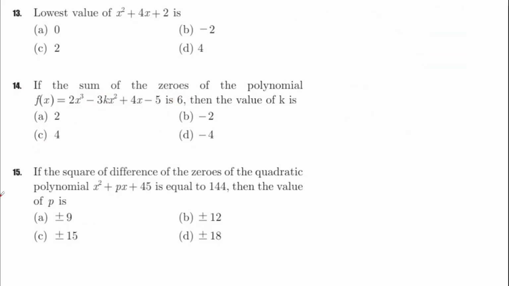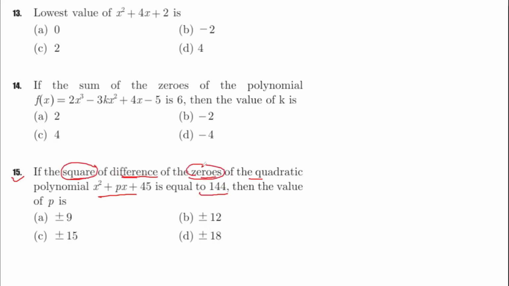Look at question number 15. If the square of the difference of the zeros of the quadratic polynomial is equal to this. Now what is given here? First, the square of what? Of the difference of the zeros.